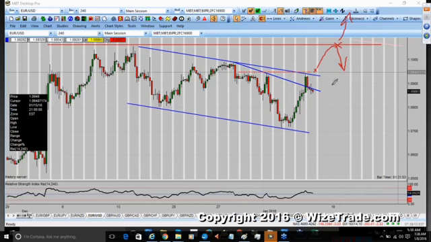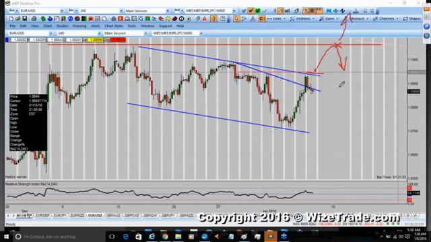But what I'd really like to see with the euro dollar is I'd like to see us break through here, move higher, and I'd really like to short the euro dollar up against this 110.50 area next week. That to me would be the great trade going into next week.